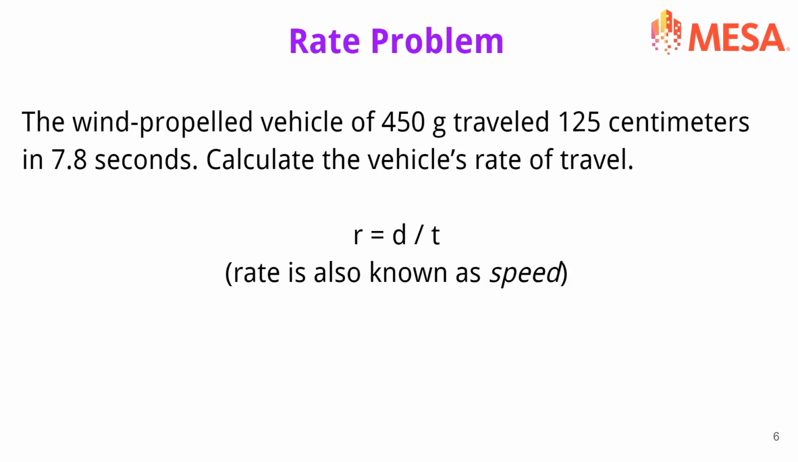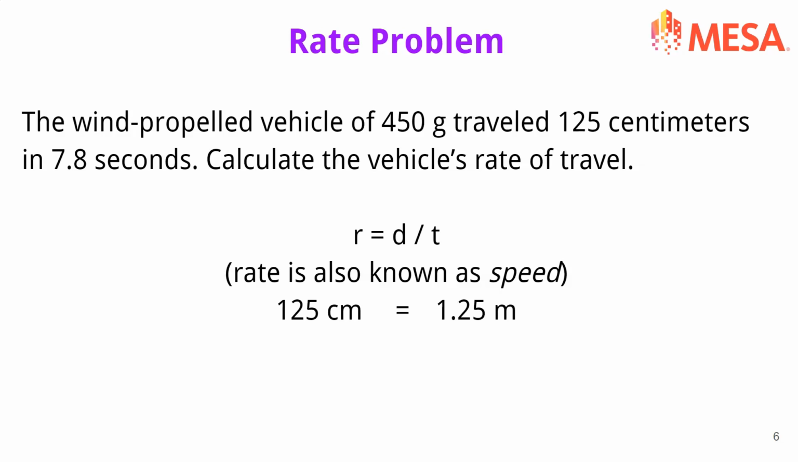Now, for middle schoolers, just to make sure you're clear, most middle school science teachers tend to represent r as the letter s and call it speed. So if you're more familiar with the term speed, you can just use the word speed and change the letter r to s if that makes you more comfortable.